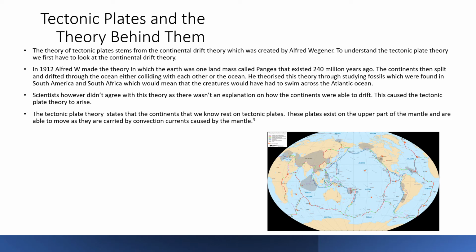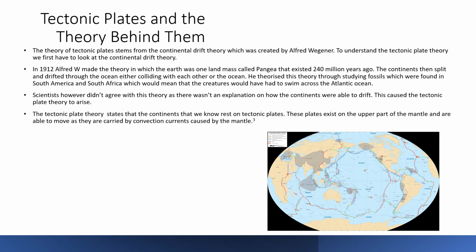Before the tectonic plate theory began, there was once the continental drift theory, which was theorized by Alfred Wegener. In 1912, he thought that the Earth was once one landmass called Pangaea, and that the continent split and drifted through the oceans. He theorized this when he was studying fossils, he found fossils of a similar creature in both South America and South Africa, and that creature being the mosasaur.